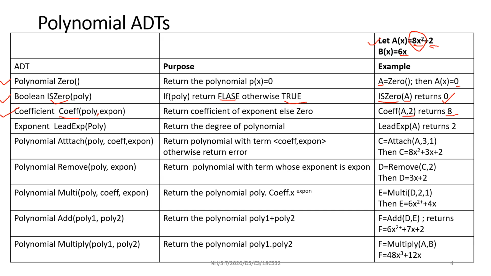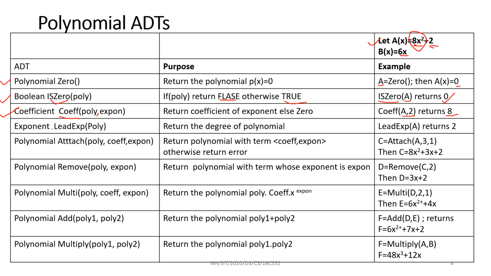To get that, you have to pass one polynomial and the exponent. Suppose you pass 1. Do you have any coefficient here? We don't have an x term, so the answer will be 0. If we pass 0, the answer is 2, like that. The polynomial name and the exponent are the two things to be passed to this function.